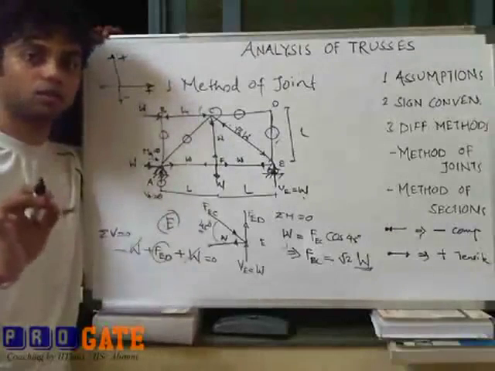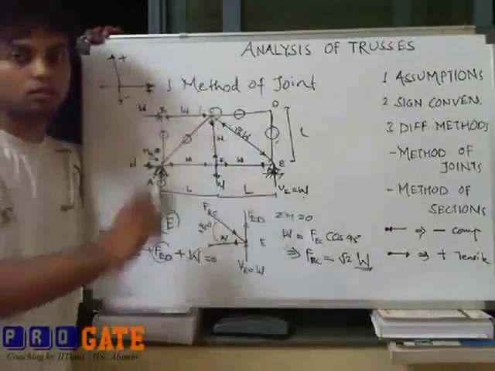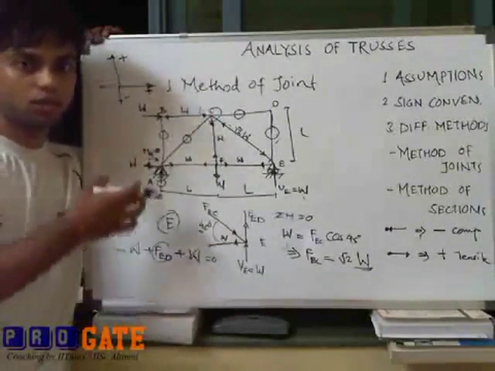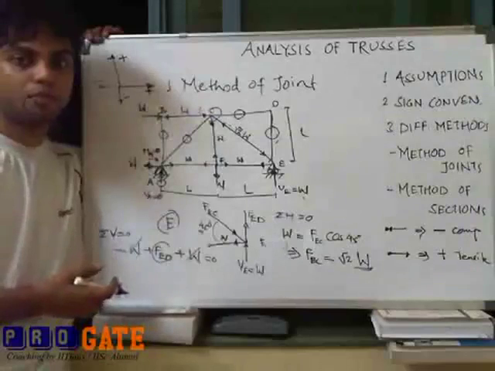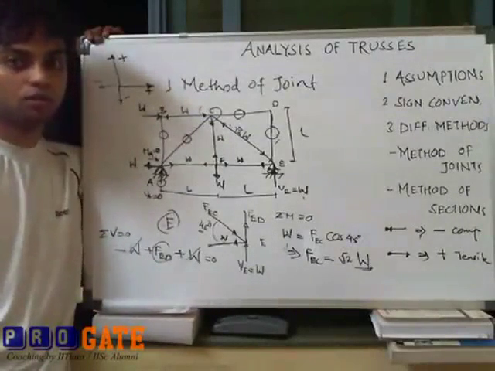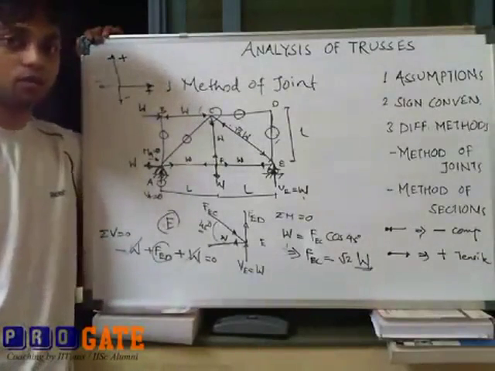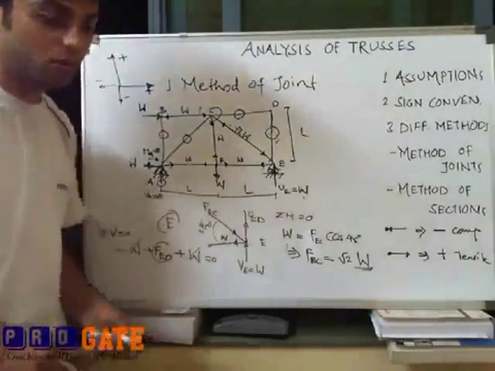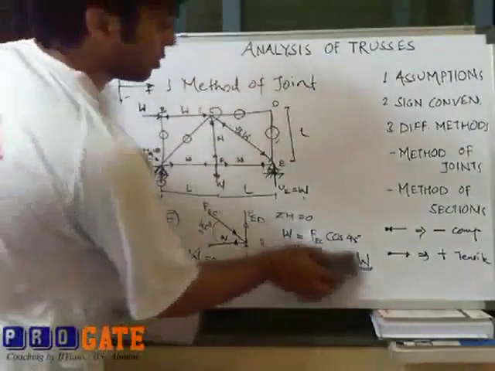So this is one of the advantages that the method of joints has. It gives you a check. You can implement that check and verify whether your answer is right or not. So that was all about method of joints. Now we will move on to method of section.